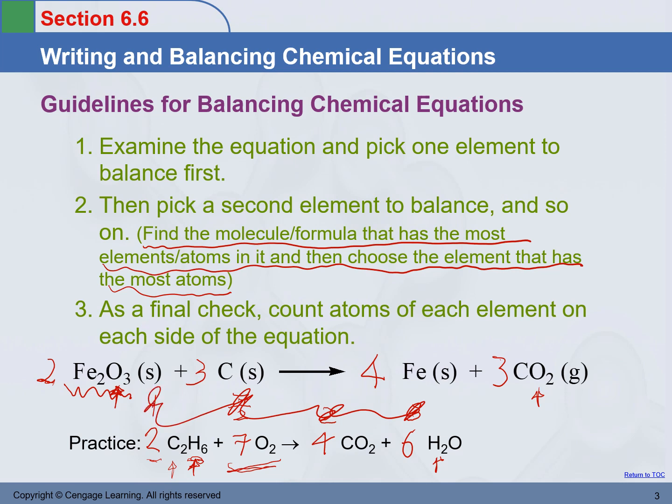On the left, you have 4 carbons. On the right, you have 4. On the left, you have 12 hydrogen atoms. On the right, you have 12 hydrogen atoms. On the left, you have 14 oxygen atoms. On the right, you have 8 plus 6, 14 oxygen atoms. It is balanced.